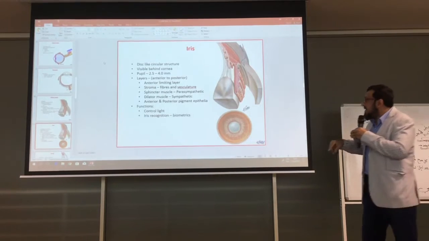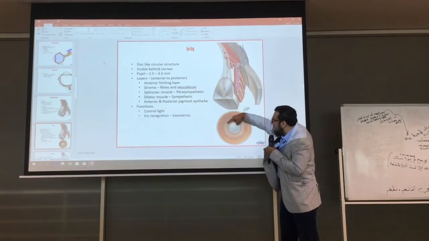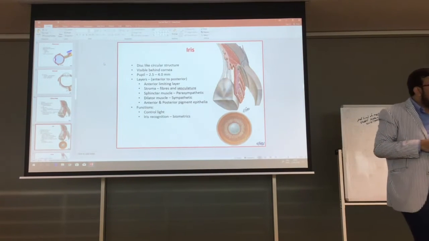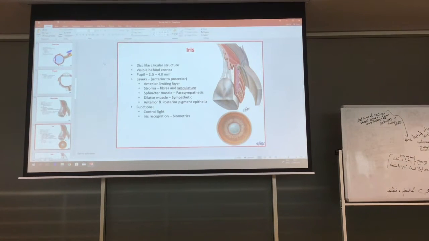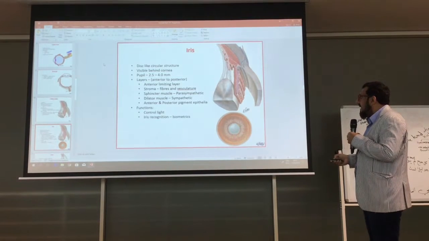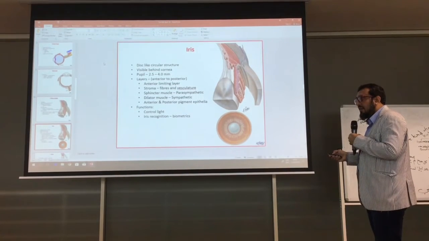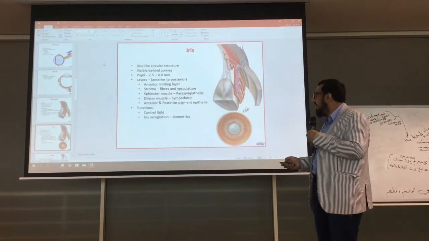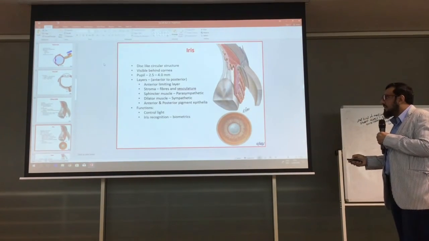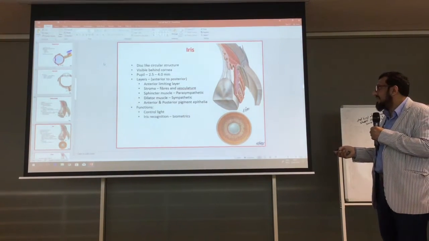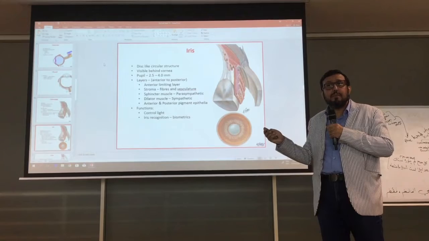Similarly, there are some fibers which are arranged radially. They are called the dilators, supplied by the sympathetic nervous system. Whenever they contract, they will open up the pupil and more light will go in. What are the constrictors? There are constrictors which are circular. There are dilators which are radially arranged. Okay, the basic function is to control the light. And the other important function is iris recognition, which is a biometric methodology.